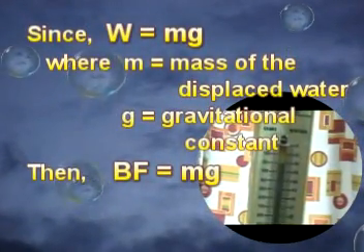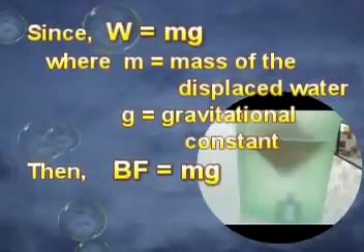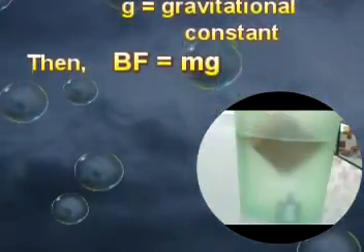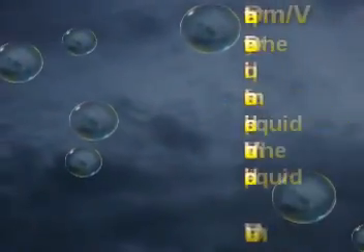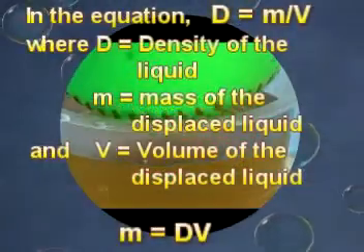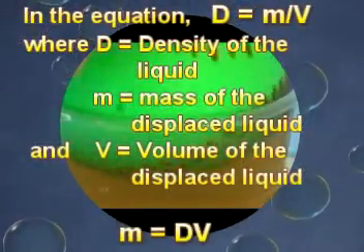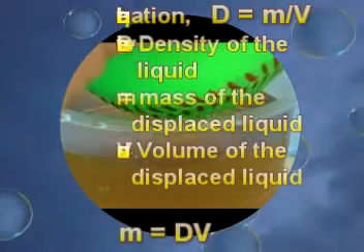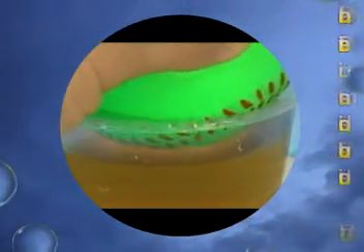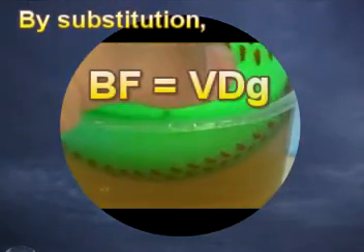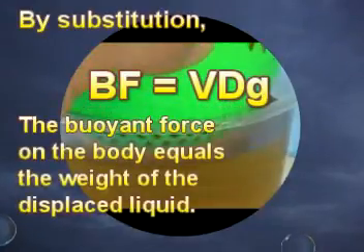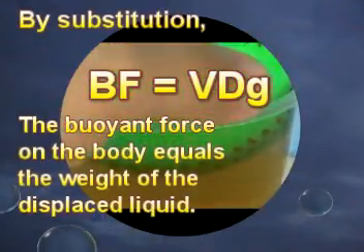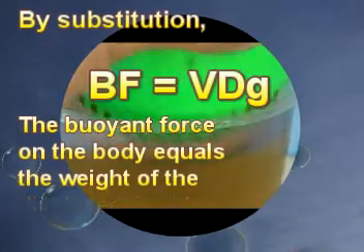Since weight is equal to the mass times the gravitational constant, then the buoyant force is equal to the mass times gravity. In the equation, density equals mass divided by volume. Mass is equal to the density times volume. By substitution, the buoyant force is equal to the volume of the displaced liquid times its density times gravity.